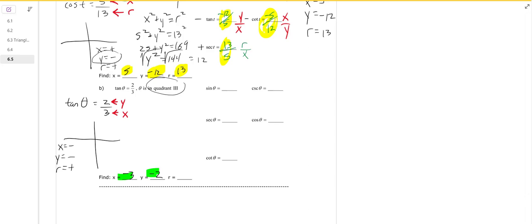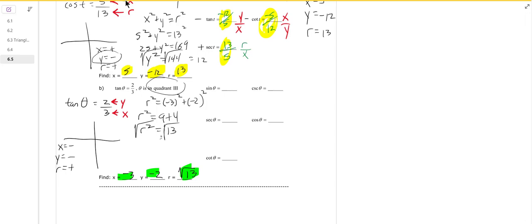Okay, so I'll go ahead and do that. I've got r squared equals x squared plus y squared. That will give r squared equals 9 plus 4. That gives r squared equals 13. And remember, you don't have to really put the plus minus because r is always positive. So r is going to be square root of 13. Okay, so we have that.